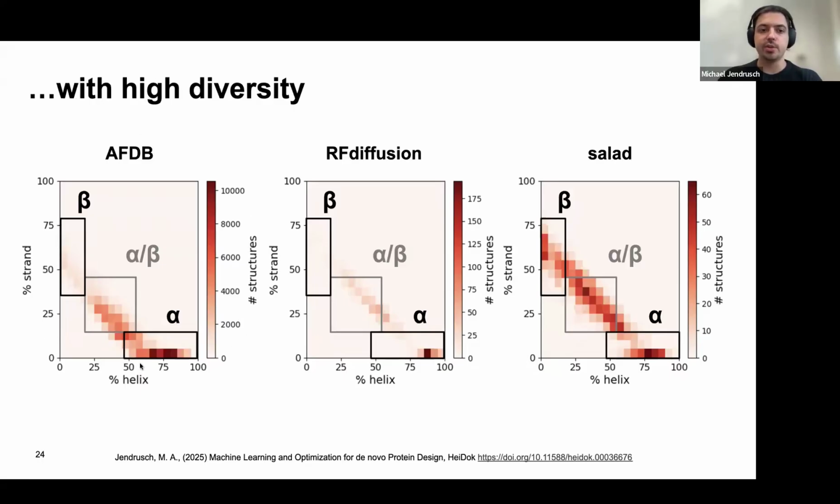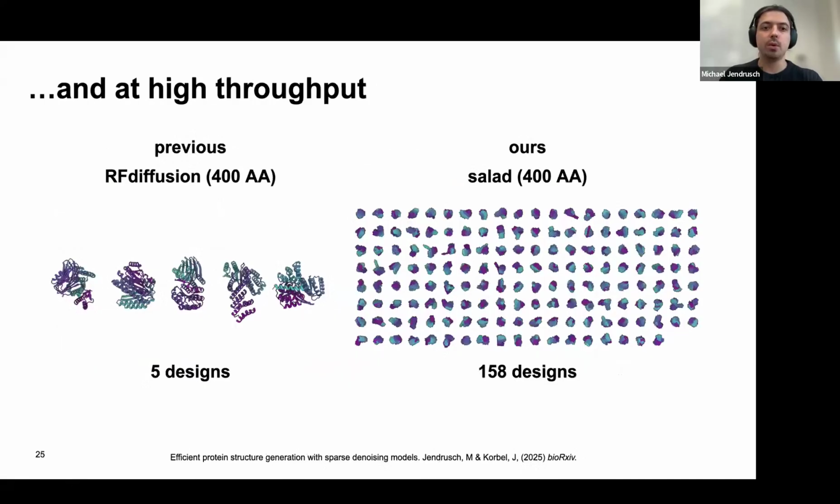Looking at the secondary structure distribution for natural proteins in the AlphaFold database, the distribution you get out of RF diffusion, and the one you get out of Salad on the very right, you can see that whereas RF diffusion seems to be very biased for purely alpha helical structures and nearly produces no pure beta sheet structures over here, Salad produces a good mix of everything, all beta, all alpha, and in between. And all of this happens fairly quickly per design.